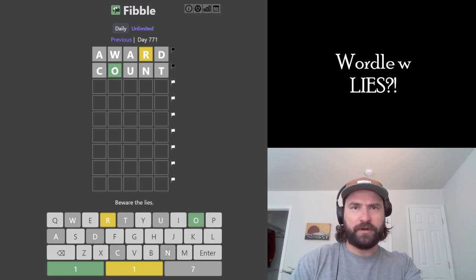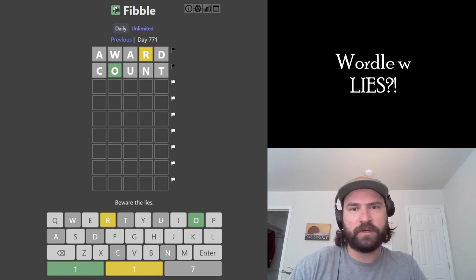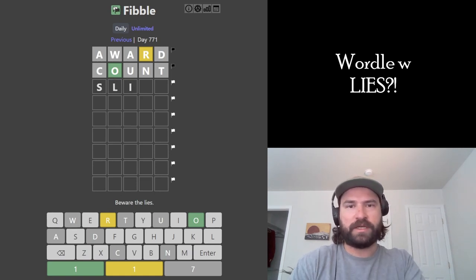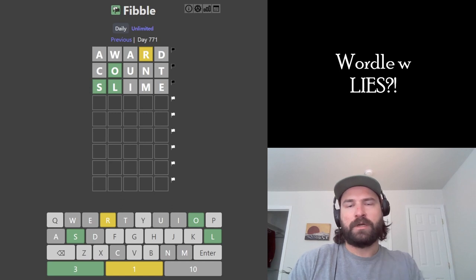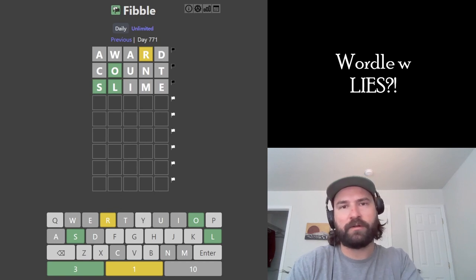Let's go count here. We just get an O, so we could still have no letters from the word, so I'm going to go five unique characters again. I'm going to go slime here. Okay, so now we have four possible letters that could be in the word. So if I can use all four of those together, hopefully we can find out a little bit about this word. There's got to be a word that uses all four of those letters.